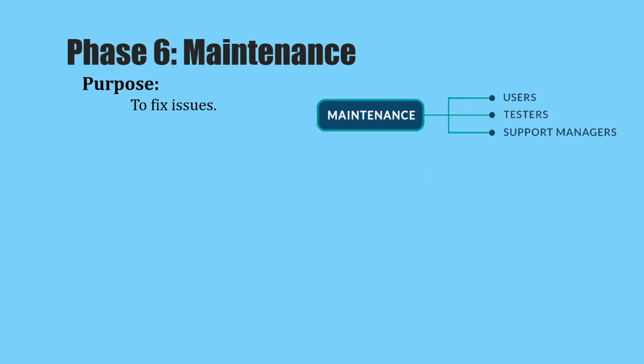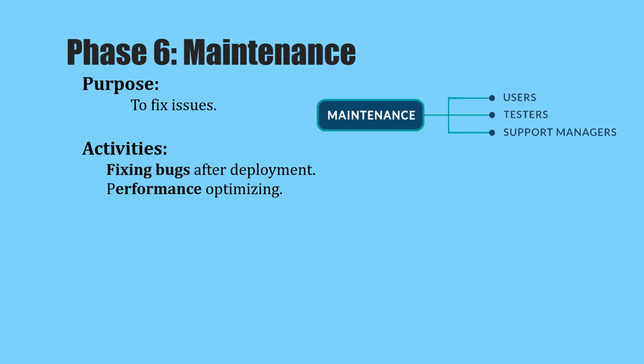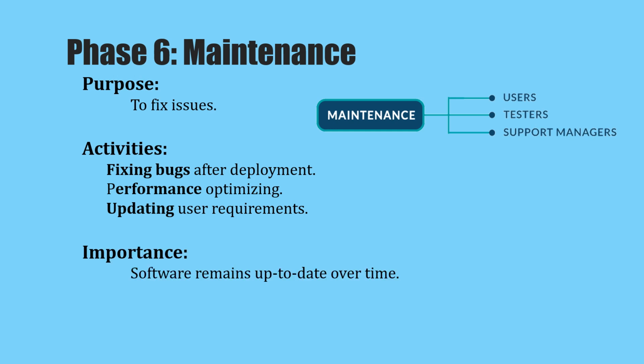Phase 6, maintenance. The purpose is updating the software to fix issues, improve performance, or adapt to changes. Activities are fixing bugs that are identified after deployment, improving performance by optimizing the software, and updating the software to adapt to new technology or user requirements. The importance is that maintenance ensures that the software remains functional, efficient, and up to date over time.